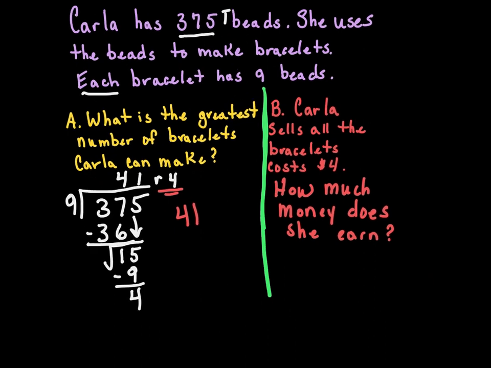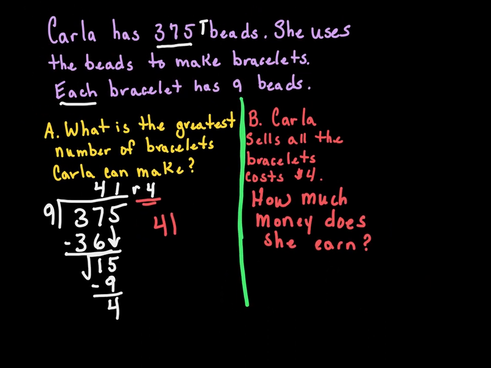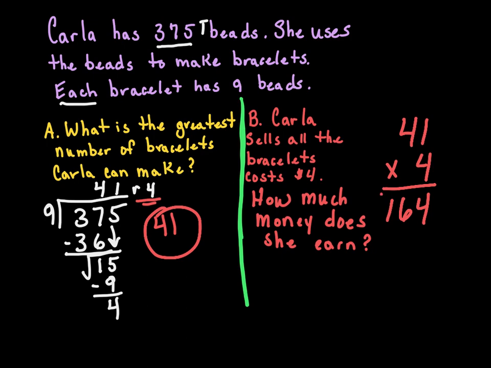So now it's telling us Carla sells all the bracelets at $4. How much money does she earn? Well, we're going to take that 41 and we are going to multiply by $4. So 41 times 4 is 164. Oh my goodness, $164.